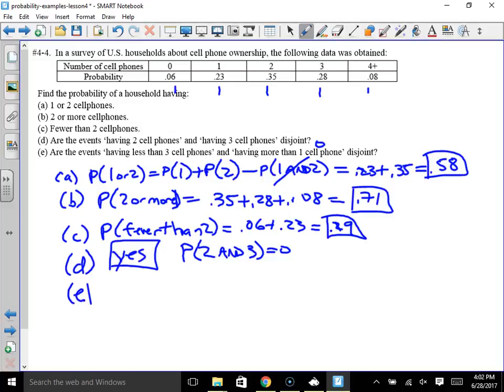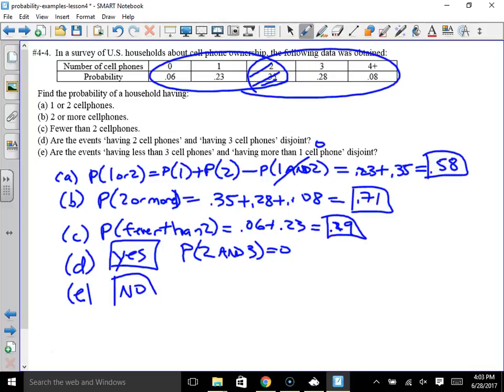E says, are the events having less than 3 cell phones and having more than 1 cell phone disjoint? So let's look at that. Having less than 3 cell phones would be this case right here, 0, 1, or 2. Having more than 1 cell phone would be everything above 1. There is an overlap here. The case of 2 is included in both. So this one would be no.